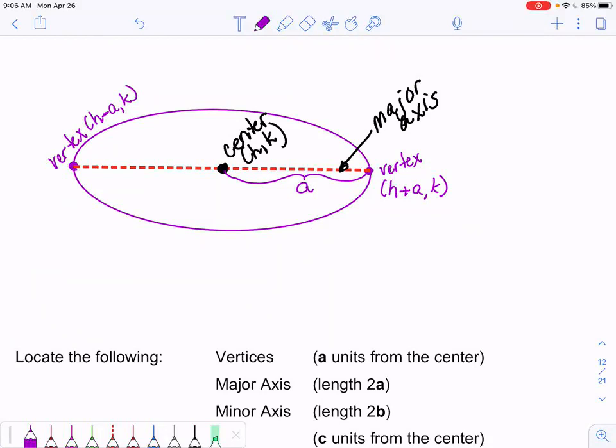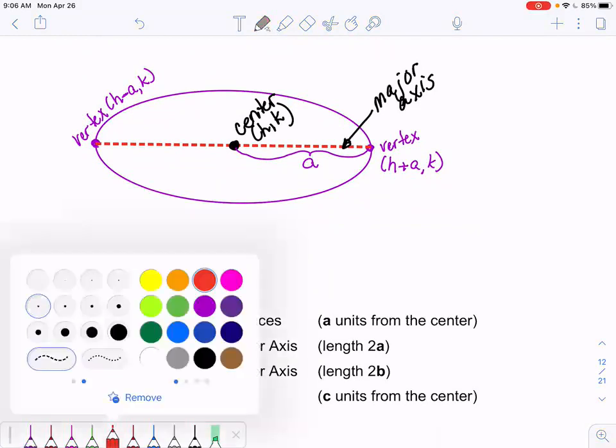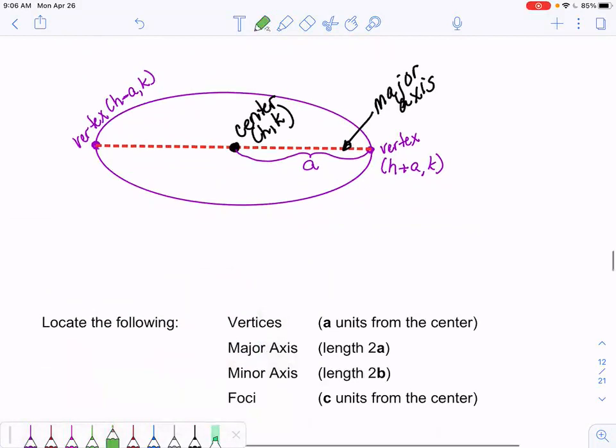The second thing underneath, it does say to locate, is the minor axis. So if the major axis goes left and right, the minor axis would go up and down. It goes through the center of the graph. So the center truly is the middle of the graph, vertically or horizontally. We'll label this as our minor axis. It's the smaller of the two.